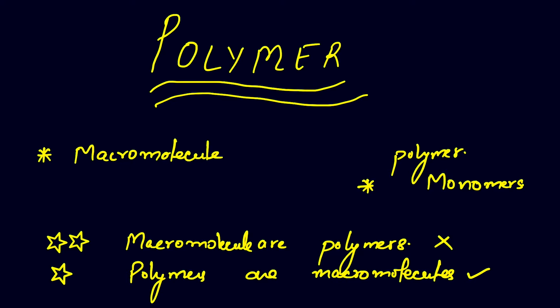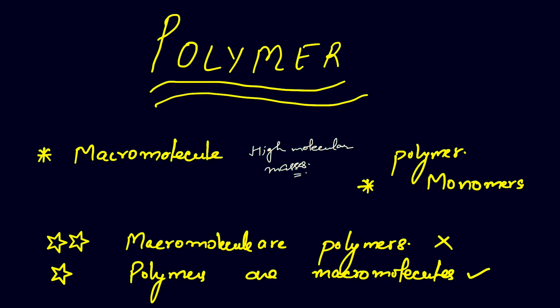Now let's talk about polymers. First of all, let's understand the difference between a macromolecule and a polymer. Both of them basically are molecules having high molecular mass. But a polymer is a molecule that has monomers, small repeating units.